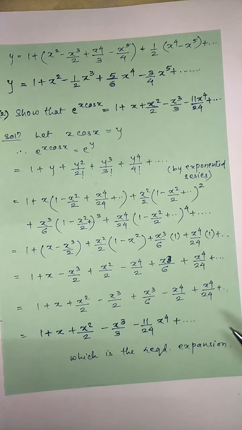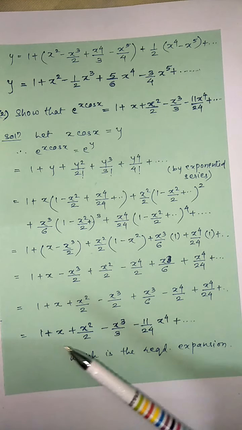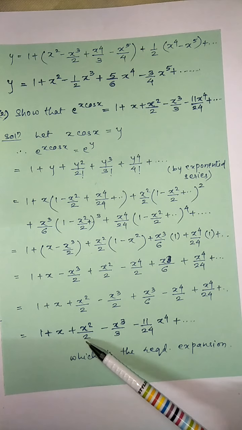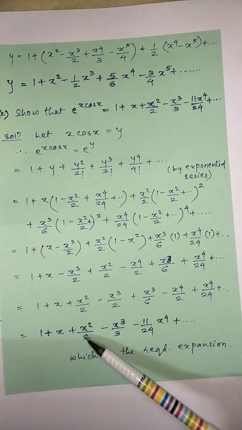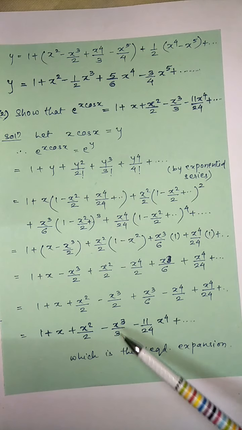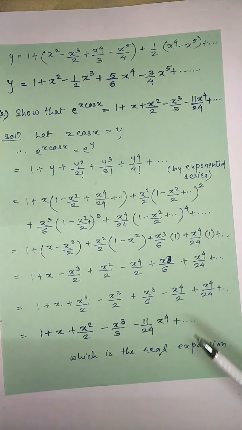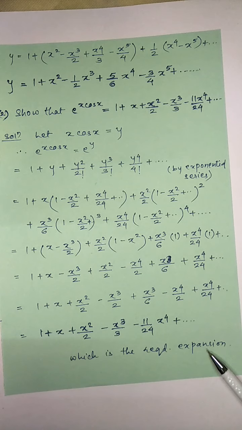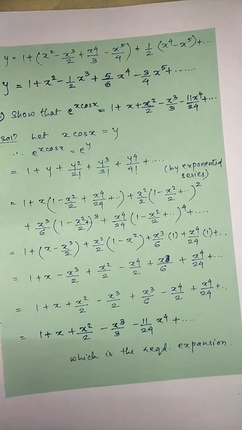And now we will simplify it. And we have 1 plus x. These two terms we have plus x square by 2. Then we have x cube: minus x cube by 2 plus x cube by 6. We have it as minus x cube by 3. And these two terms on simplification give minus 11 upon 24 x raised to 4 plus, it will continue. And this is the required expansion. This is what we were asked to prove. Thank you.